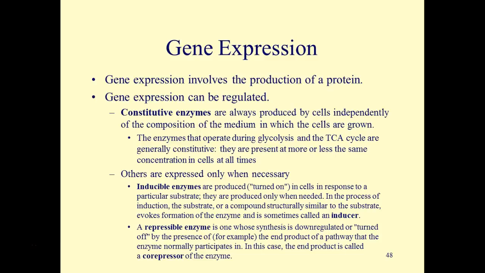A repressible enzyme, on the other hand, is one whose synthesis is downregulated or turned off by the presence of the end product of a pathway. So in this case, the end product is called a co-repressor. A repressible enzyme is one that is on all of the time until it is turned off by the presence of the end product of the pathway.